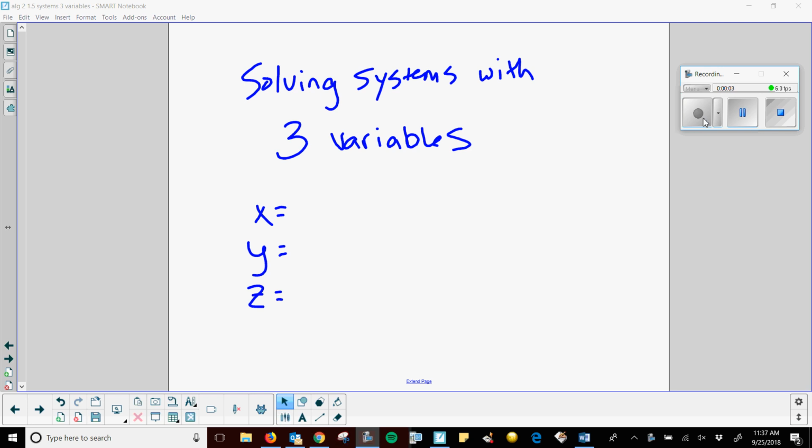All right, welcome to solving systems with three variables. Now we have not just an XY point, but we have XYZ. And it's not always going to be XYZ. It could be ABC. It could be three random letters. It doesn't matter. We're just trying to find the three variables.